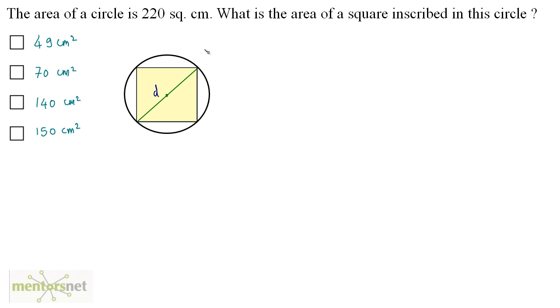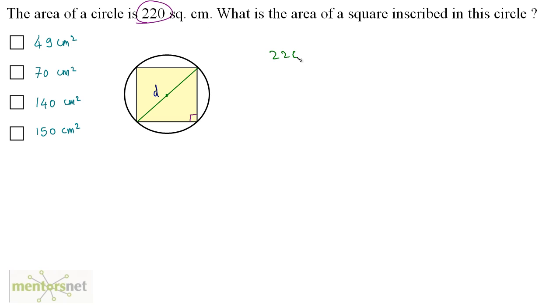Now we have been given the area of the circle. Now we can find the diameter, right? Now once we get the diameter, that means we get the diagonal of the square, and from this diagonal we can calculate the sides of the square, right? So first let us calculate the diameter of the circle.